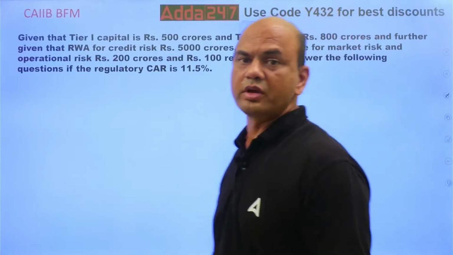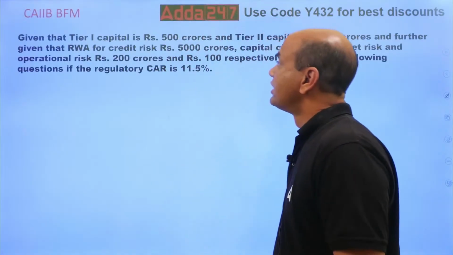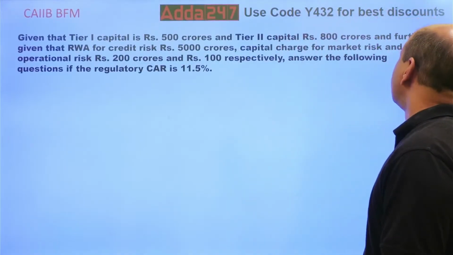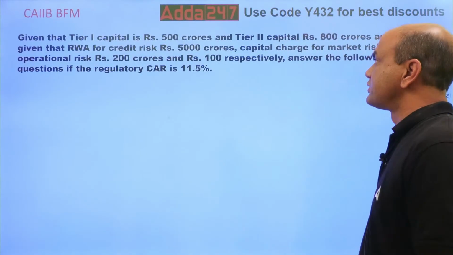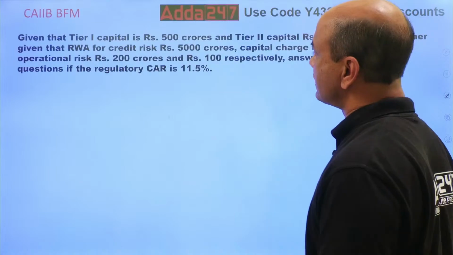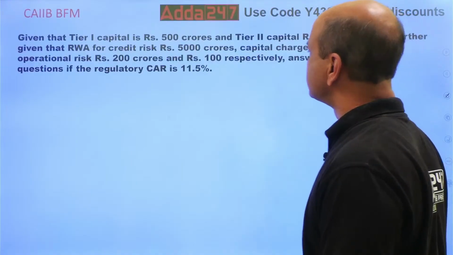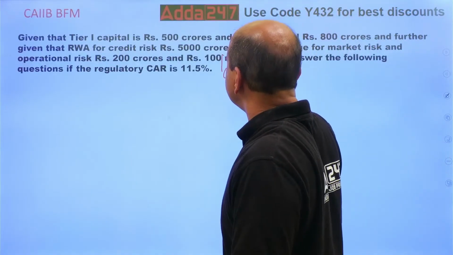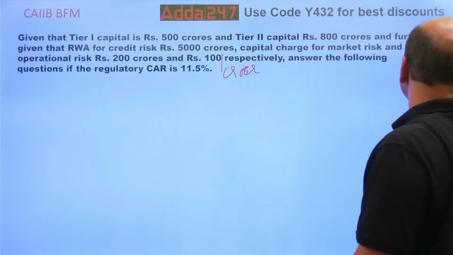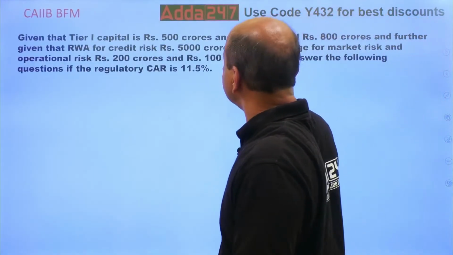This was the numerical I was talking of. Let's do it. Given the tier 1 capital is 500 crores, tier 2 is 800 crores, and further given the RWA of credit risk is 5000 crores, the capital charge on market and operational risk is 100 and 100 crores respectively. This is in crores. I'll just write CR.